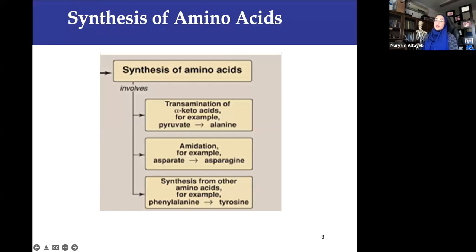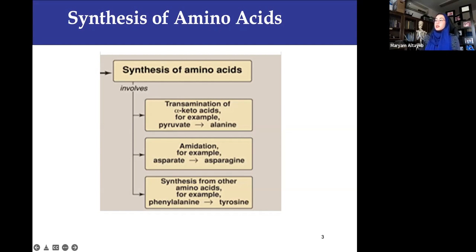Okay. So now we're going to talk about the synthesis of amino acids. There are 3 main processes by which we synthesize amino acids. There's something called transamination. So amination, when we talk about an amine, that's any nitrogen group, right? So transamination is transferring an amine group from one amino acid to another in order to convert them. So for example, you can make alanine from pyruvate by a transamination reaction of a keto acid.